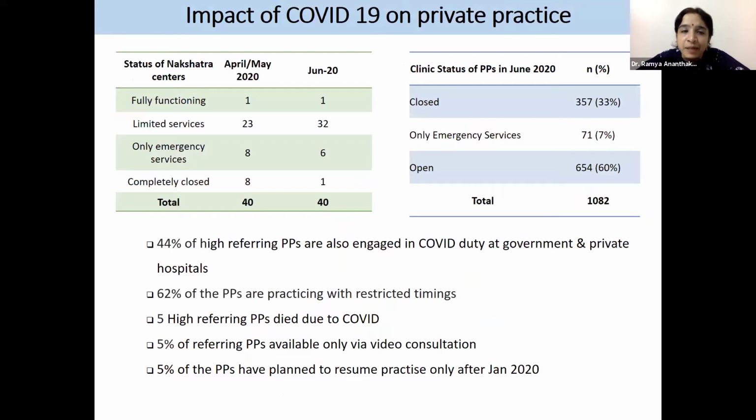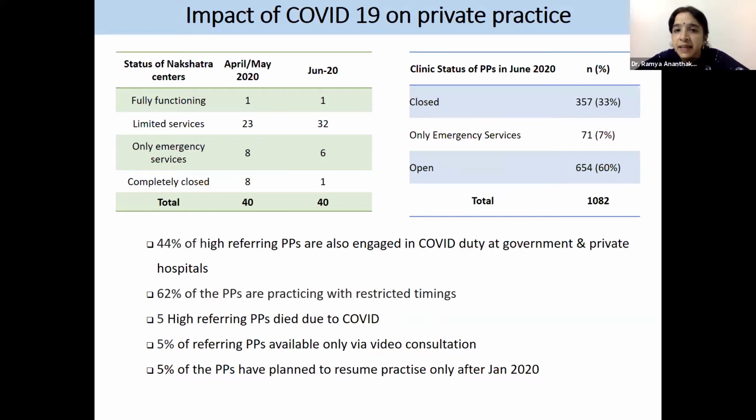So in terms of what has been the impact of COVID on private practice, as you can see in April and May, among the 40 centers, only one was fully functioning. And as you can see, the rest were either offering only limited services or only offering emergency services. And in June also, the situation was pretty much the same with a very slight improvement.